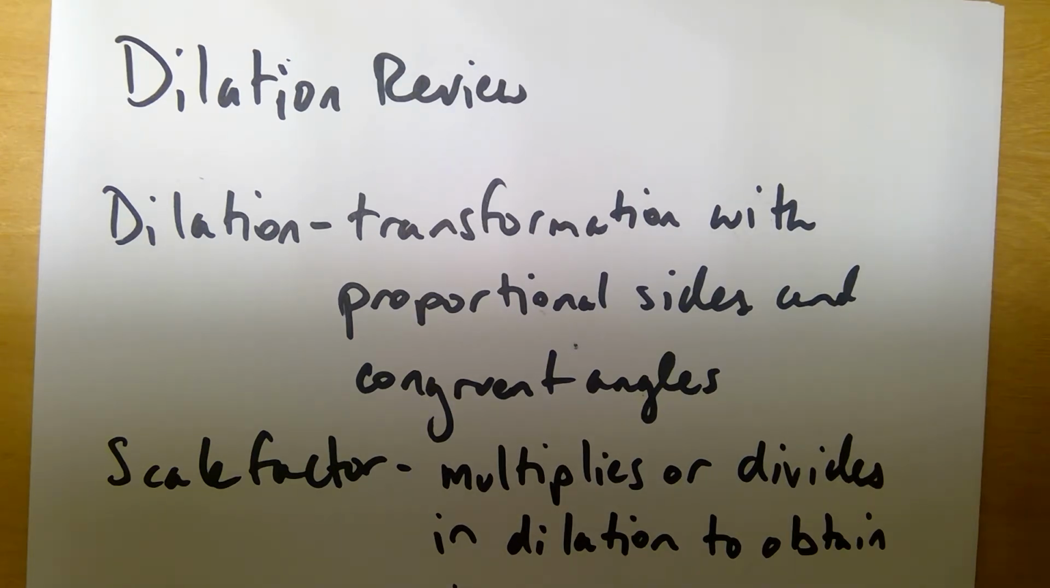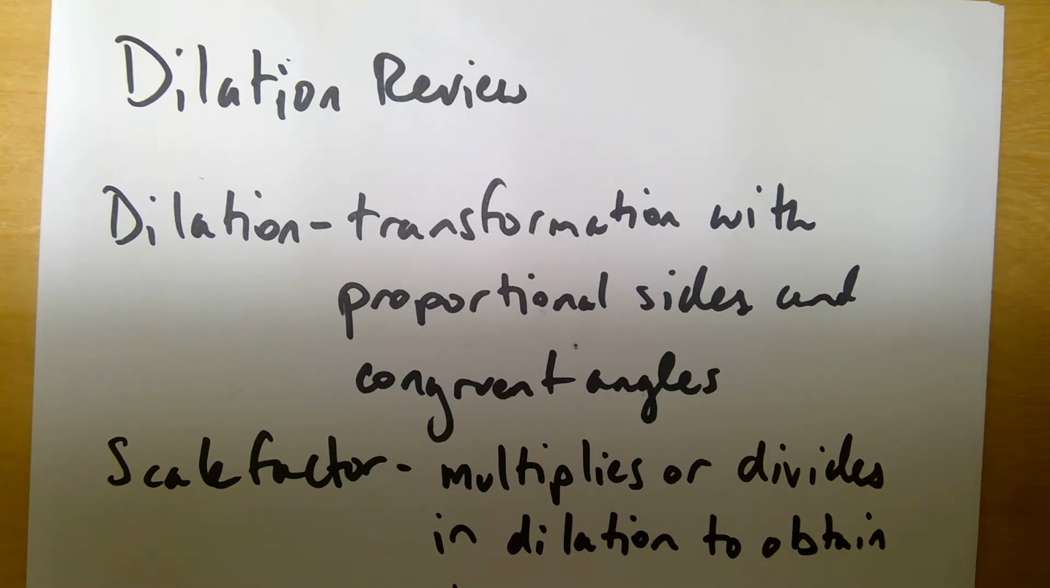This video will be about dilations. Now, we're going to go quickly through some of our definitions because we covered them at the beginning of class today. And so we want to spend some more time on actually working on some problems here. So a dilation is a transformation with proportional size and congruent angles.